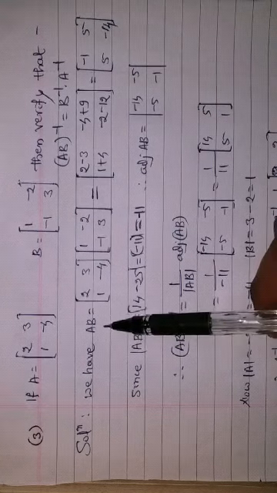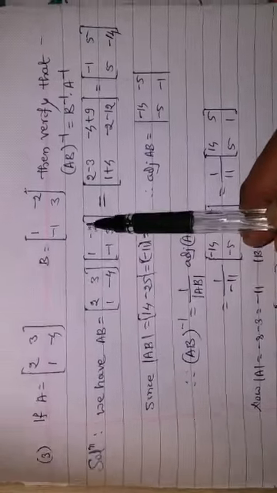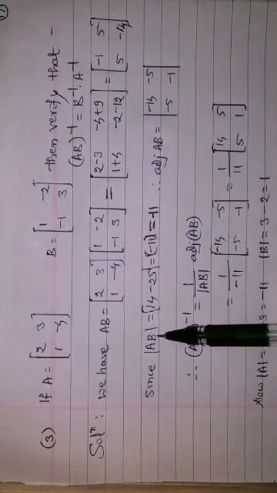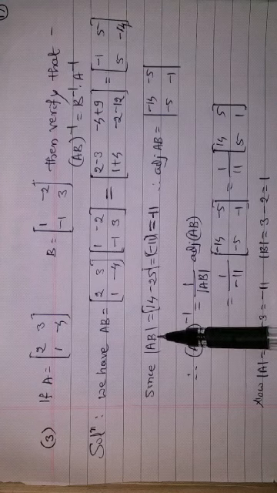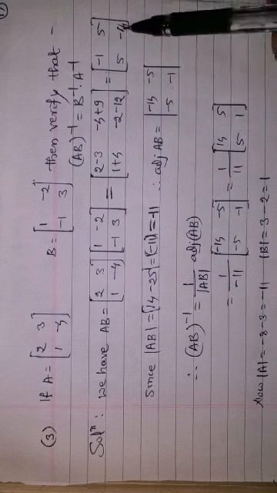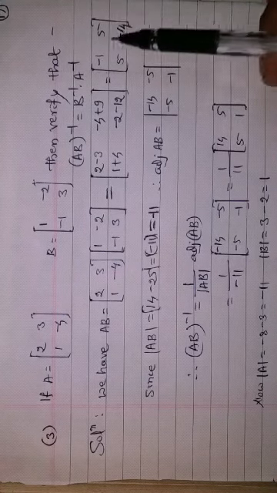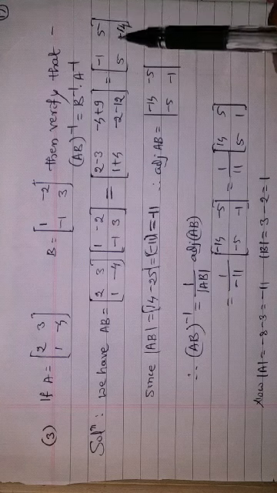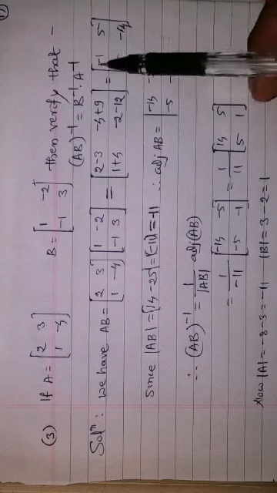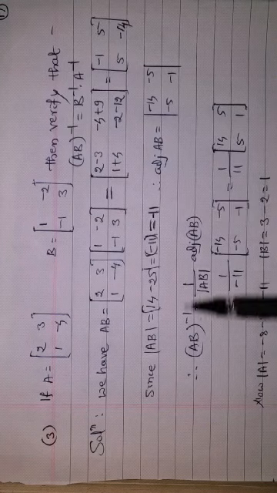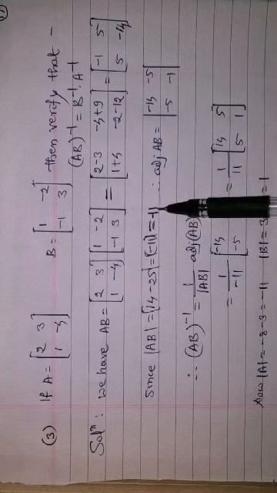This is the product of A into B. Since we have to find the determinant of AB, by using simplification, minus 1 into minus 14, 14, minus 25, so 14 minus 25 is minus 11, which gives the determinant of AB.